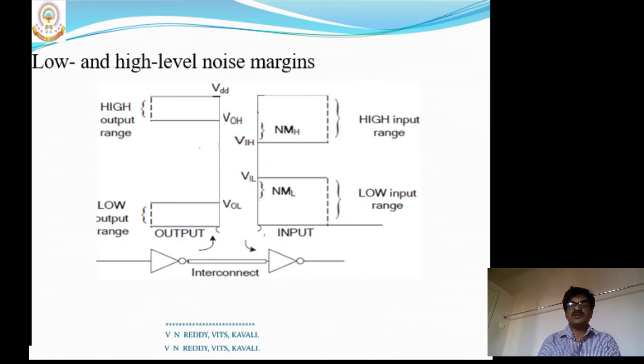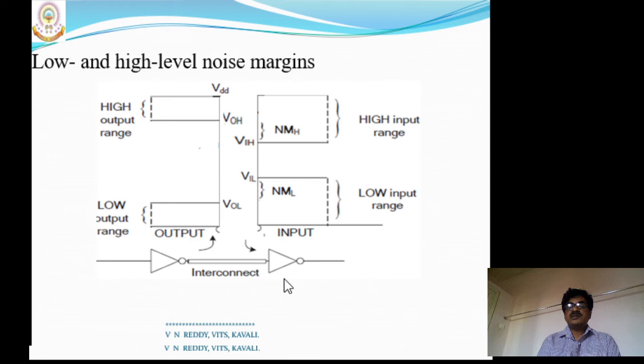The range is 0 to VOL. The voltage range 0 to VOL is considered as the low level output voltage. Now these voltages act as inputs for the second inverter, right? Now assume this is the voltage range with reference to logical high at the input of the inverter, and this is the voltage range with reference to logical low at the input of the second inverter.